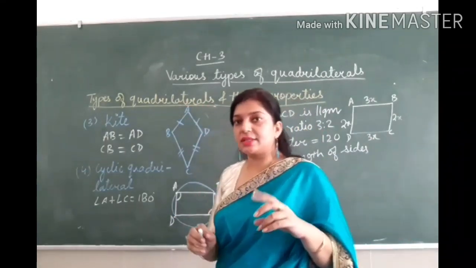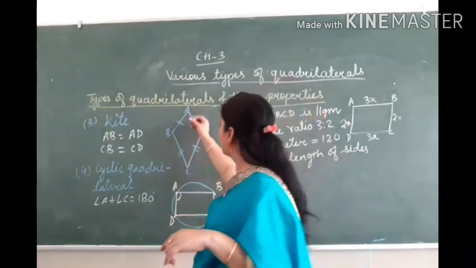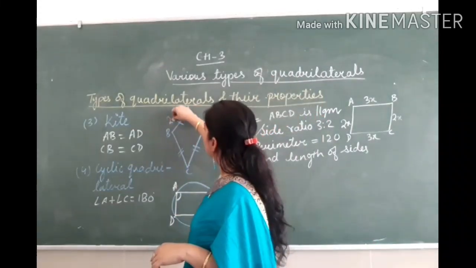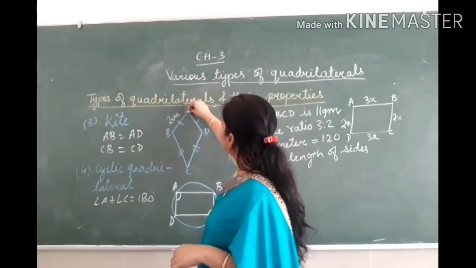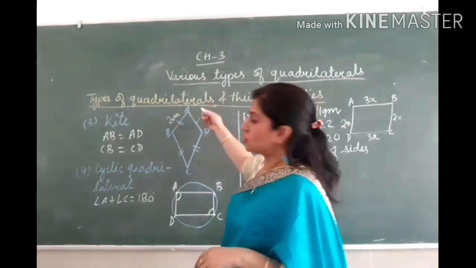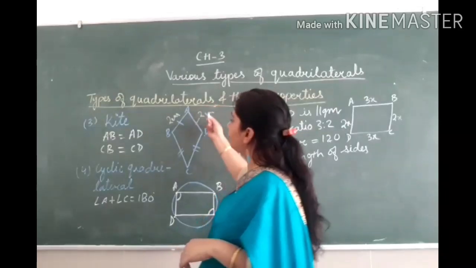You need to understand that if one side is given to you, suppose AB is given as 2 centimeters, then we can find out that AD is also 2 centimeters. So it is helpful in this way.